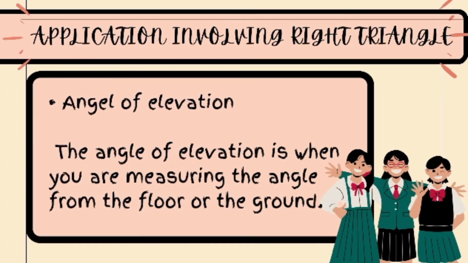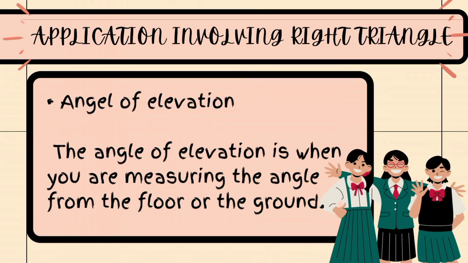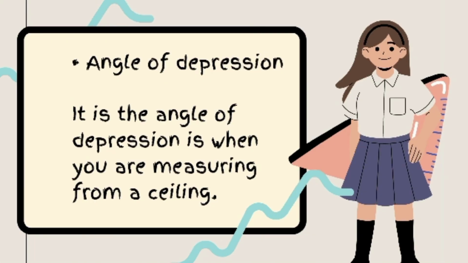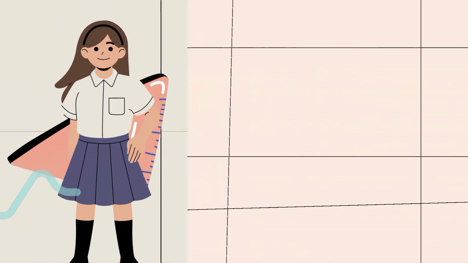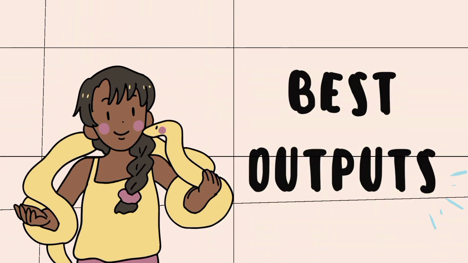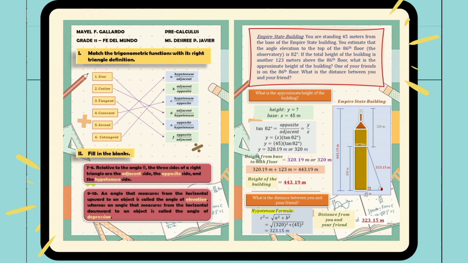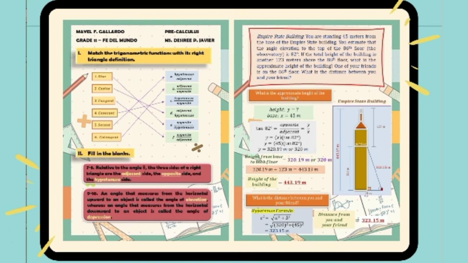The angle of elevation is when you are measuring the angle from the floor or the ground. Next is the angle of depression. The angle of depression is when you are measuring from a ceiling. This is the best output in this topic. We are assigned to match the trigonometric function to its definition, fill in the blanks, and solve the given problem.